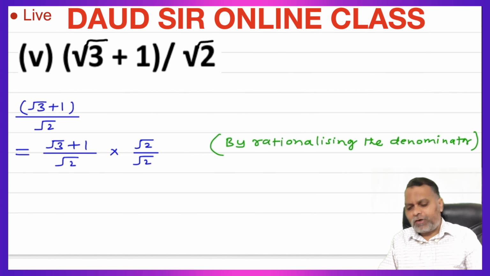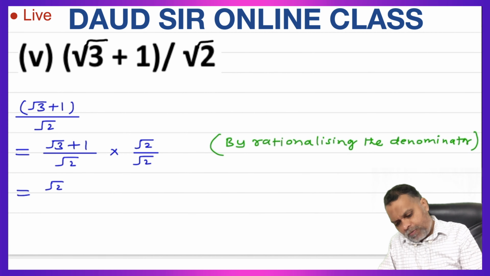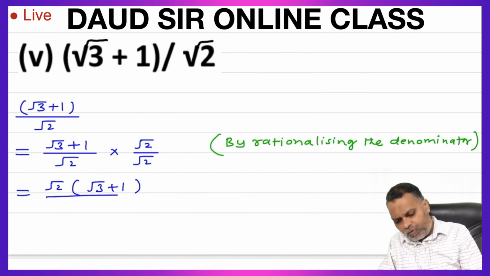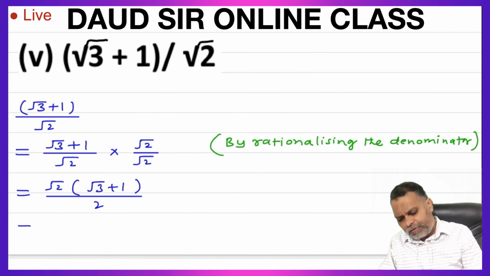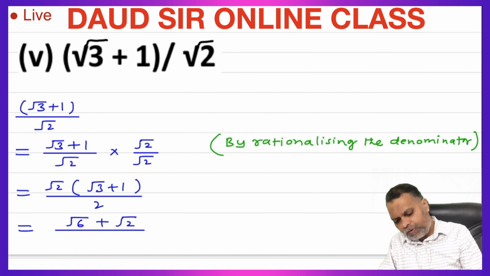This is rationalizing the denominator. Simplify this, which is equal to root 2 into root 3 plus 1 upon root 2 into root 2, 2. This is the answer, or we can multiply this root 2 inside the bracket: root 2 into root 2, root 6 plus root 2 into 1, root 2 upon 2. You can write this answer also.